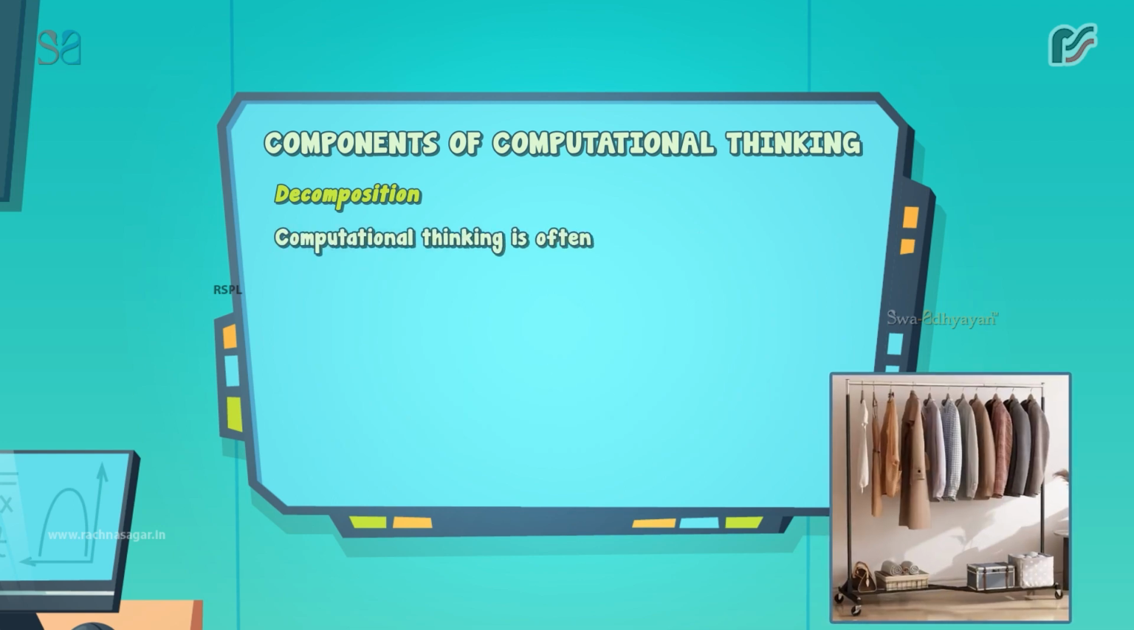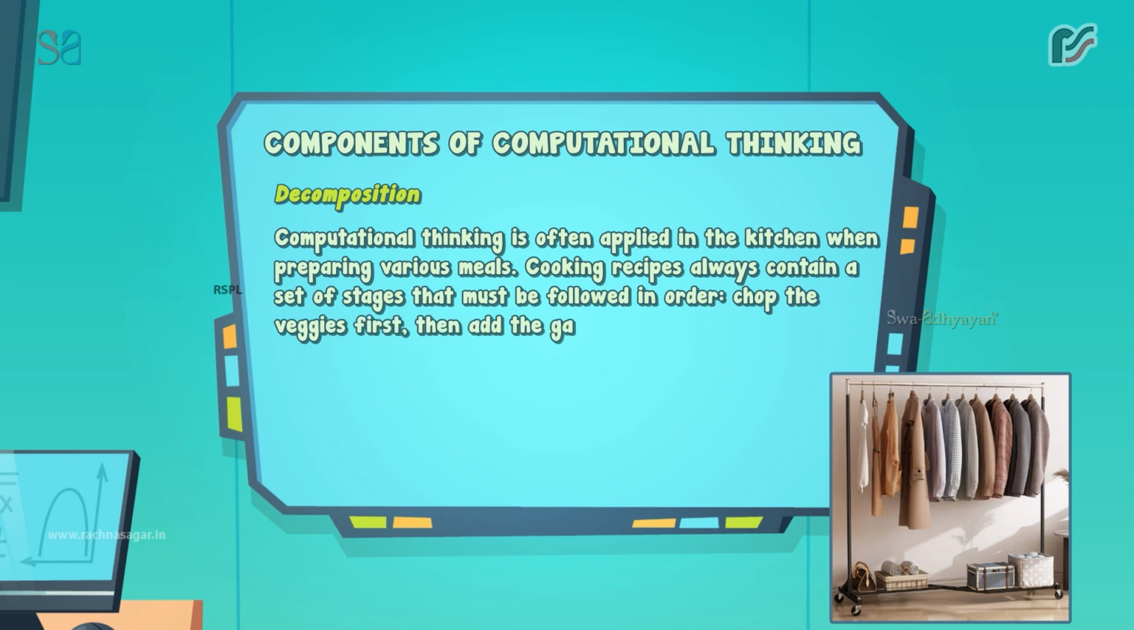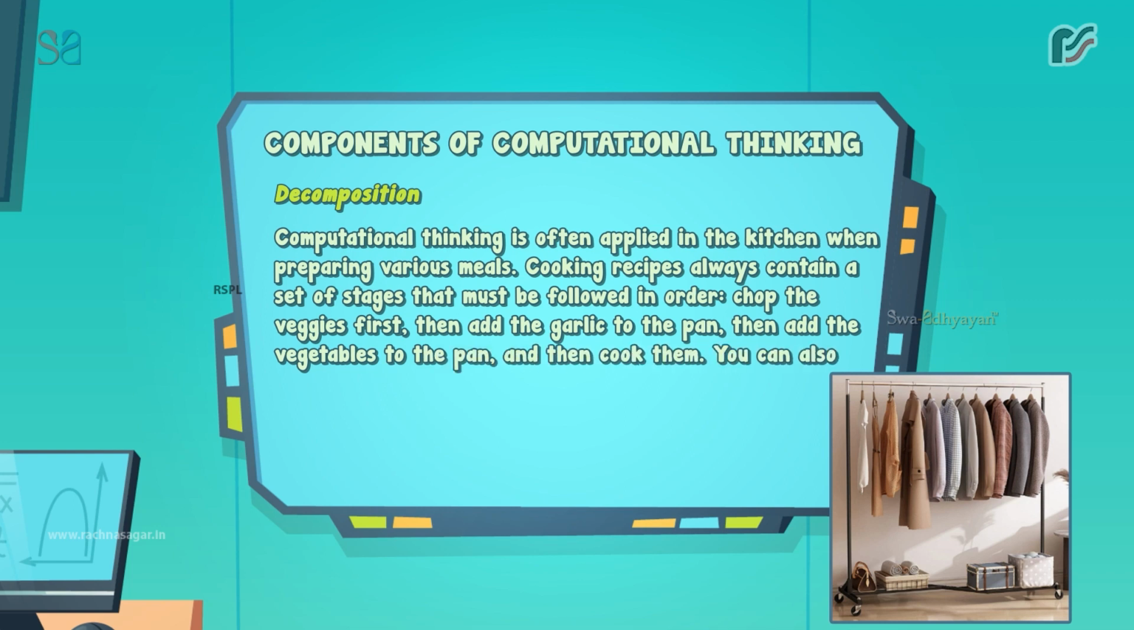Computational thinking is often applied in the kitchen while preparing various meals. Did you know that? Well, cooking recipes always contain a set of stages that must be followed in order. Chop the veggies first, then add the garlic to the pan, then add the veggies to the pan, and then cook them. You can also make decisions which are analogous to conditional statements.